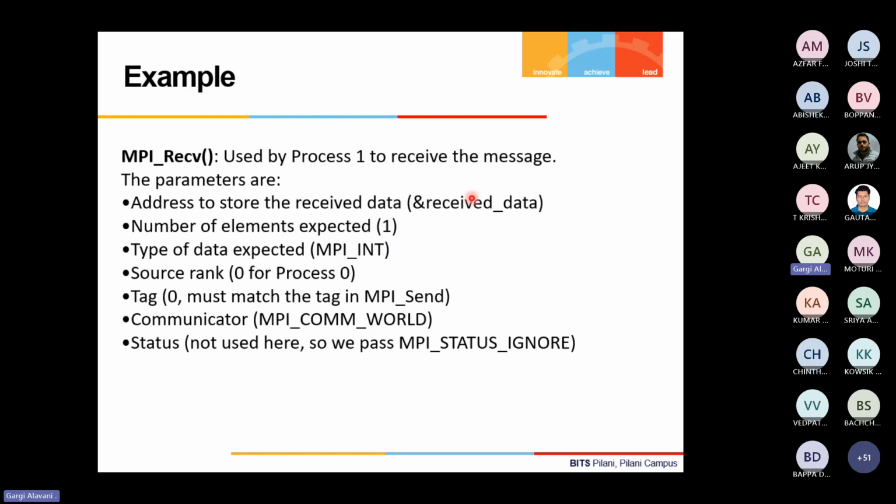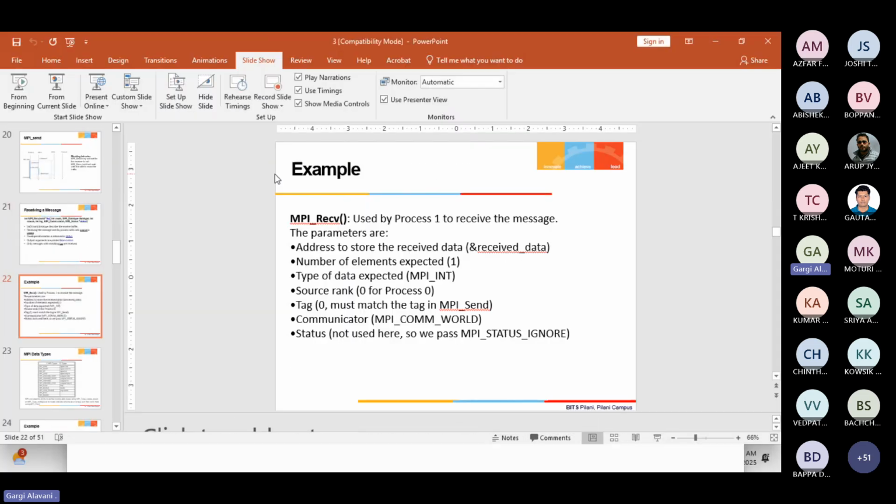So the received data could be some variable where you provide the data. The number of elements and the different data types have to be mentioned. The rank, if it is zero, and the tag will have the must-match value, then the communicator and status. We will see a status example later. First, we'll see an MPI send and receive example.